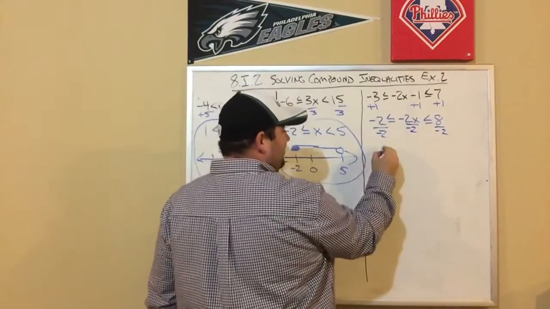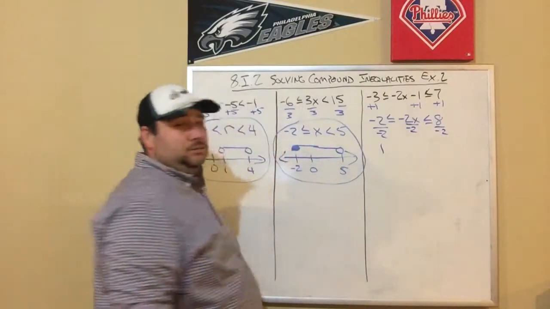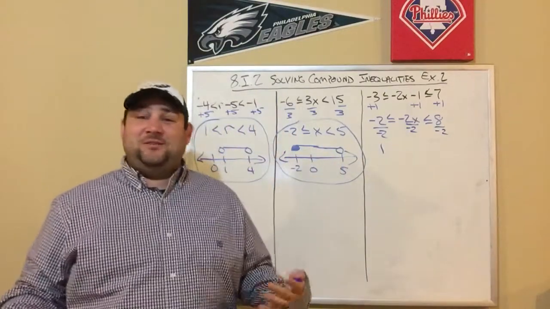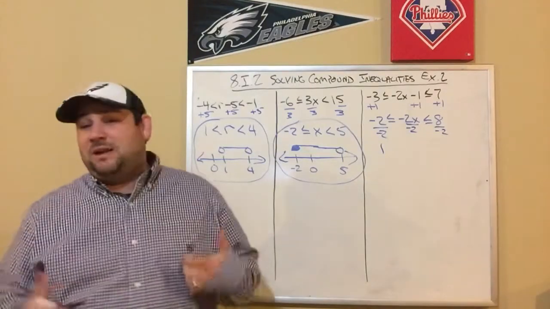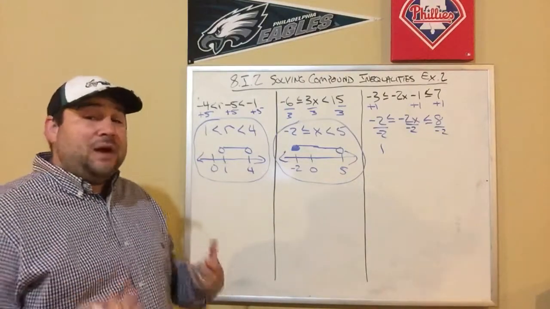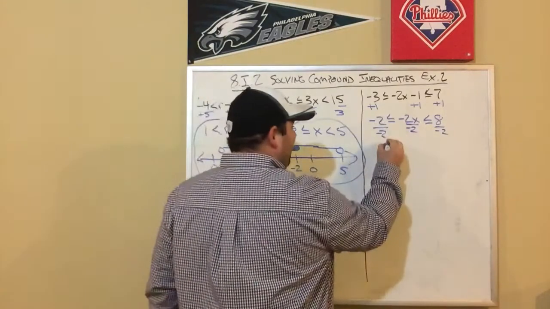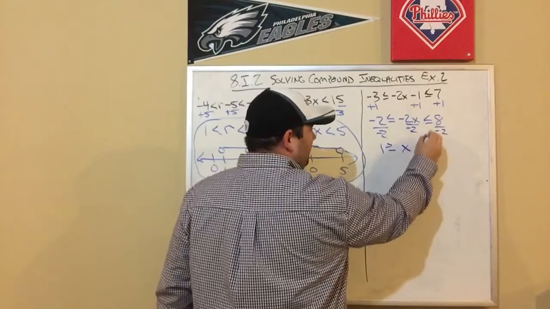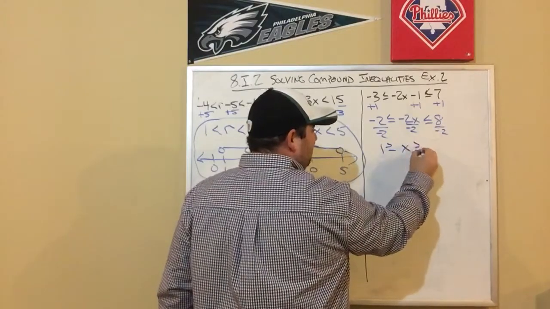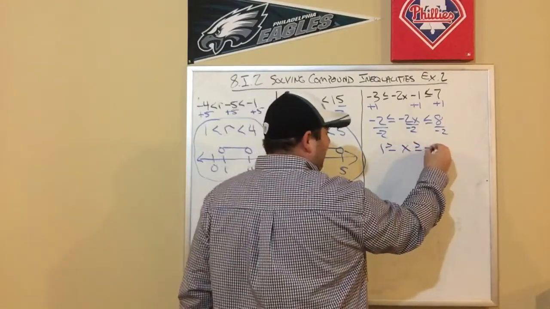Now, -2 divided by -2 is 1. Now, let's remember something we learned about solving inequalities. When you're solving an inequality and you multiply or divide both sides by a negative number, you have to flip your sign. So this sign has to flip. Here, my -2's cancel out. Over here, 8 divided by -2 is -4. And again, this sign flips as well.